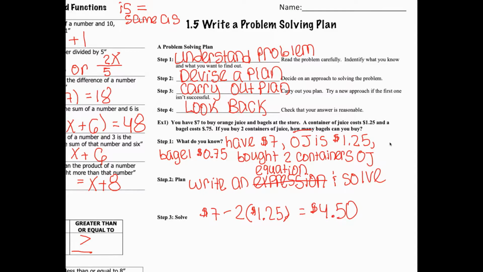Okay, so then I always want to check what was the question. It's how many bagels can you buy? So we're not done. That just tells us how much money we have left. So to figure out how many bagels we can buy, we're going to have to take that amount and divide it by the cost of a bagel. So $4.50 divided by 75 cents. And that gives me 6.